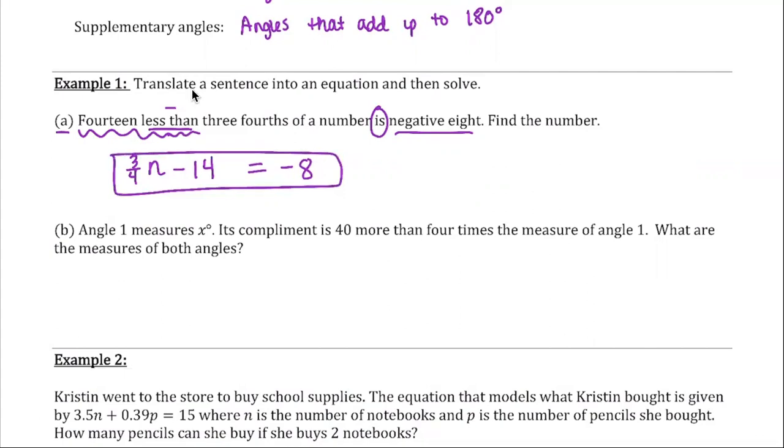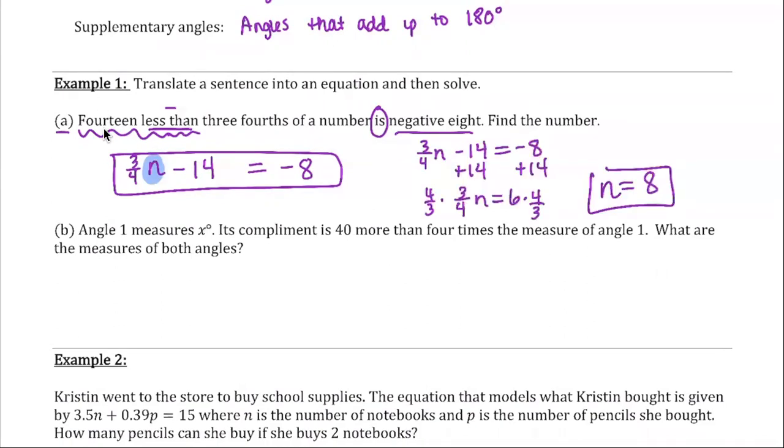So what I want you to do right now is pause your video and solve for n in this problem. All right, you should have got n equals 8.